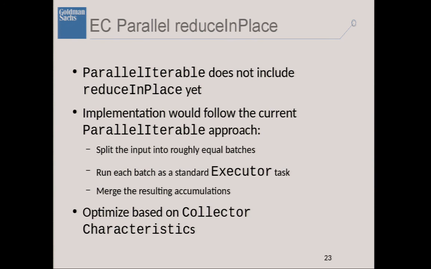I think we would implement this reduceInPlace parallel at some point, and the way that would be done is to stick an implementation underneath this parallel iterable, which at the moment isn't there. So in your IDE, your autocomplete is going to hint to you that you can't do this at the moment. But if we were to add it, we'd just add it using the same structure as exists already.